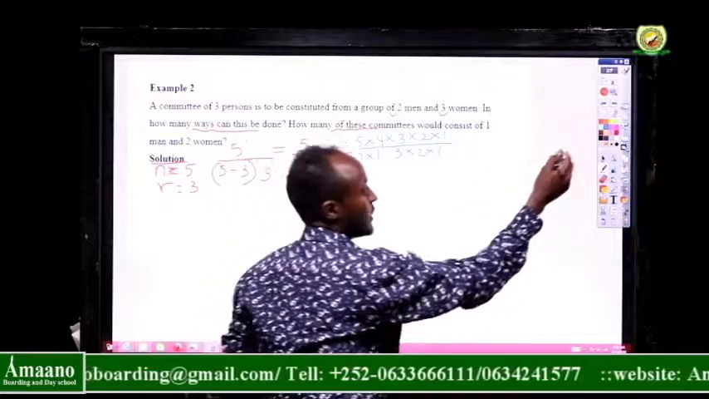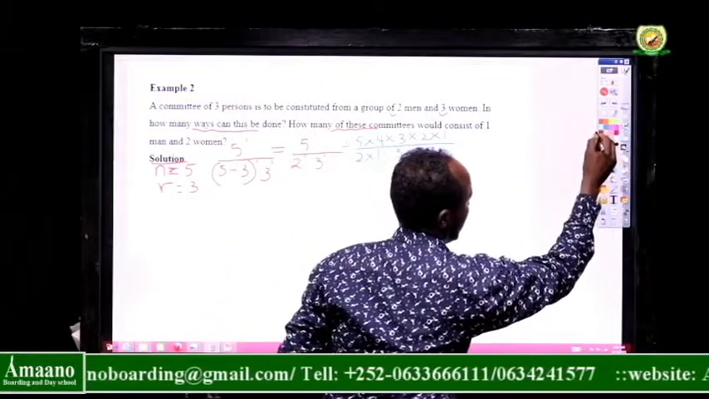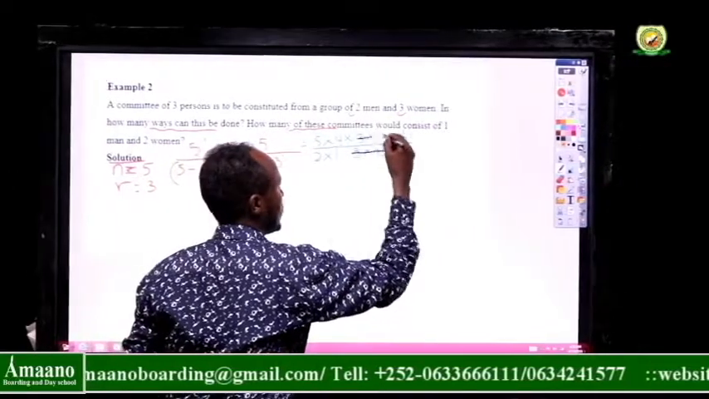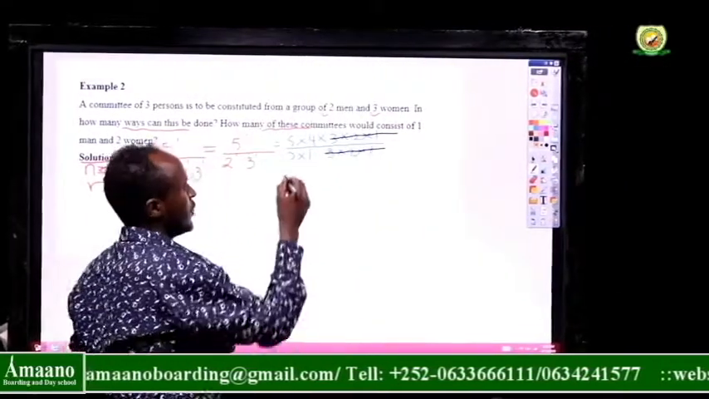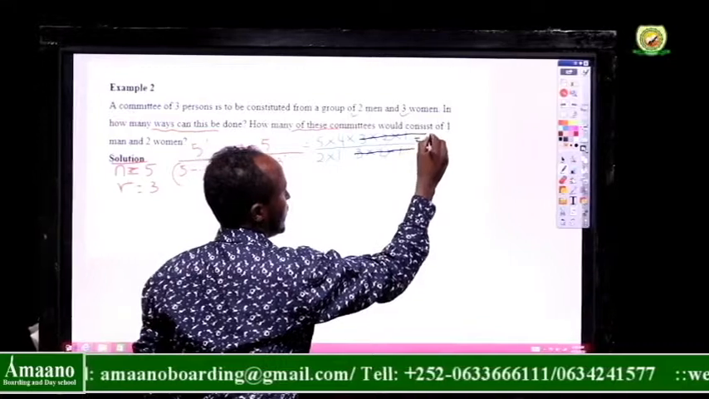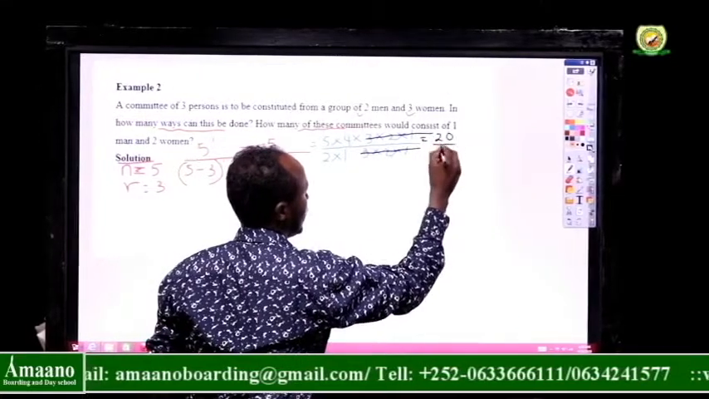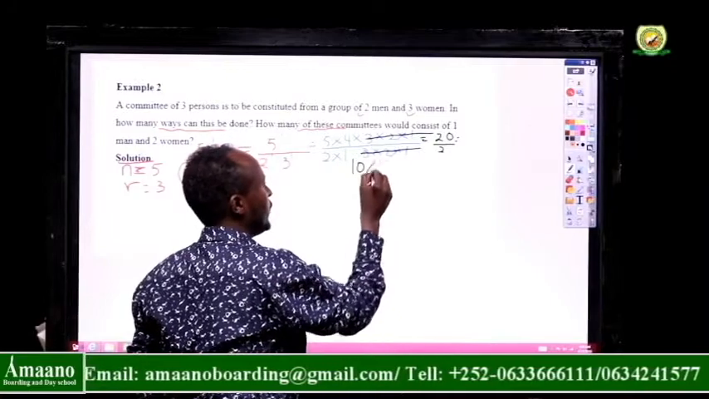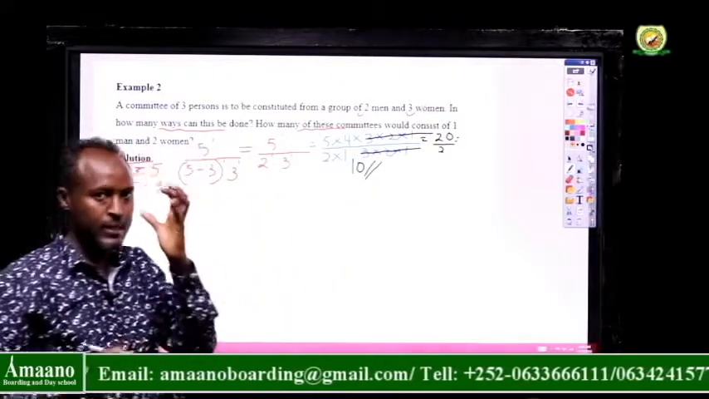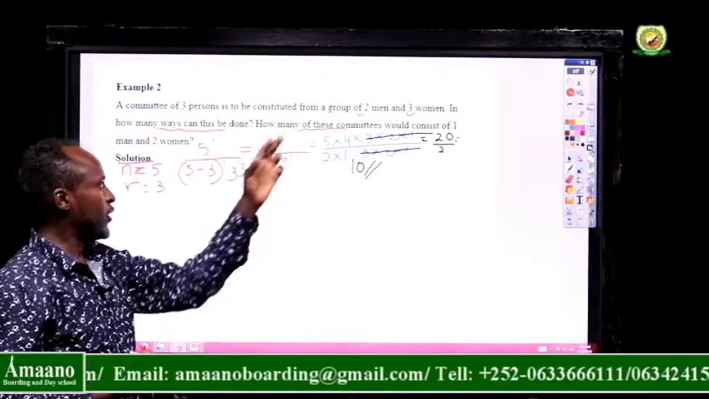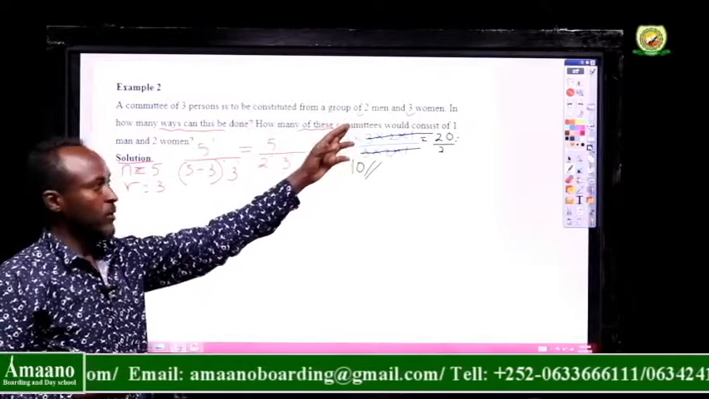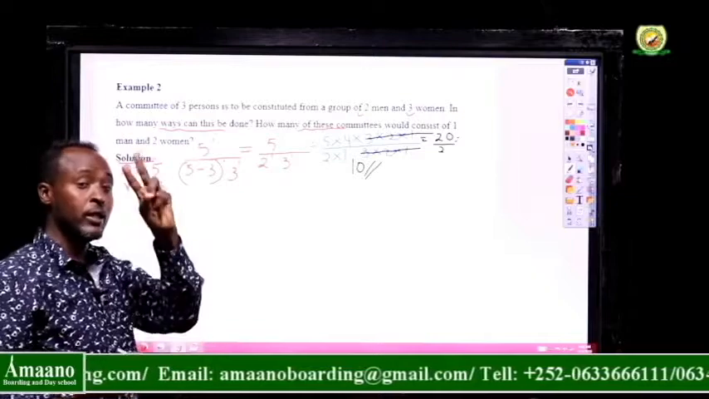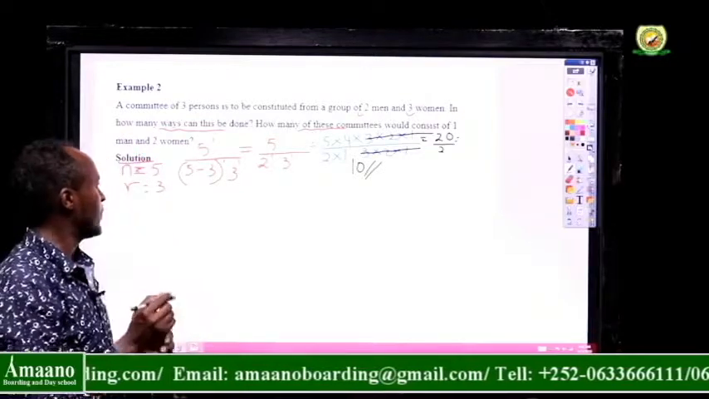Okay, let us use the cancellation rule. If we use the cancellation rule, it means that this part cancels out this part. 5 times 4 is 20, divided by 2. Therefore, there are 10 different committees that we can select from 5 people. But each committee consists of 3 different people.